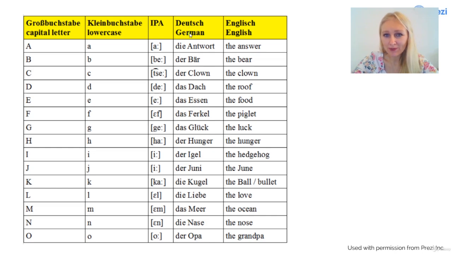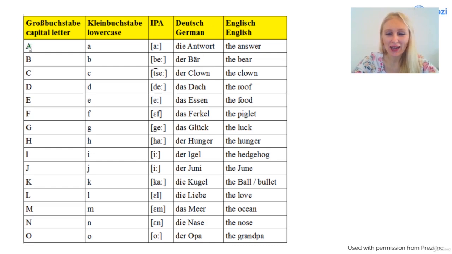Deutsch means German. Okay, don't confuse it with Dutch. This is not Dutch, it's Deutsch. Okay, and English is English. So you see it's written almost the same, just the pronunciation is a little bit different. Okay, it's English. So let's have a look at the letters.